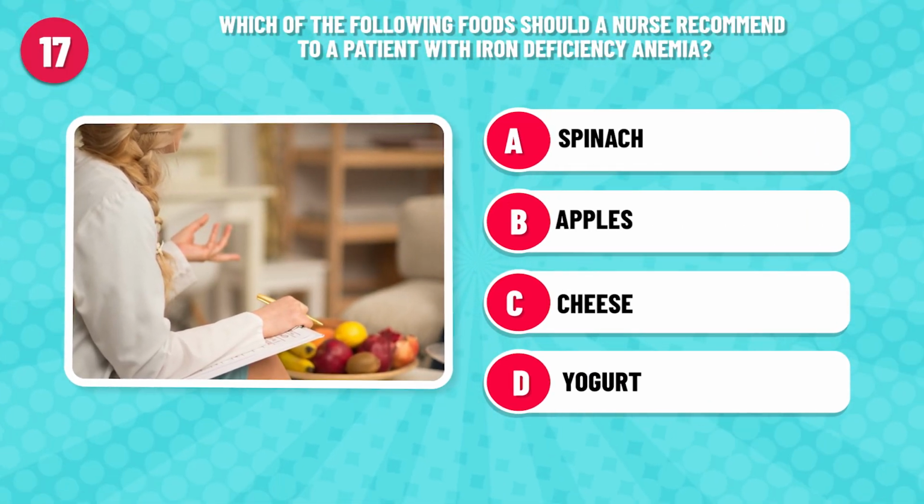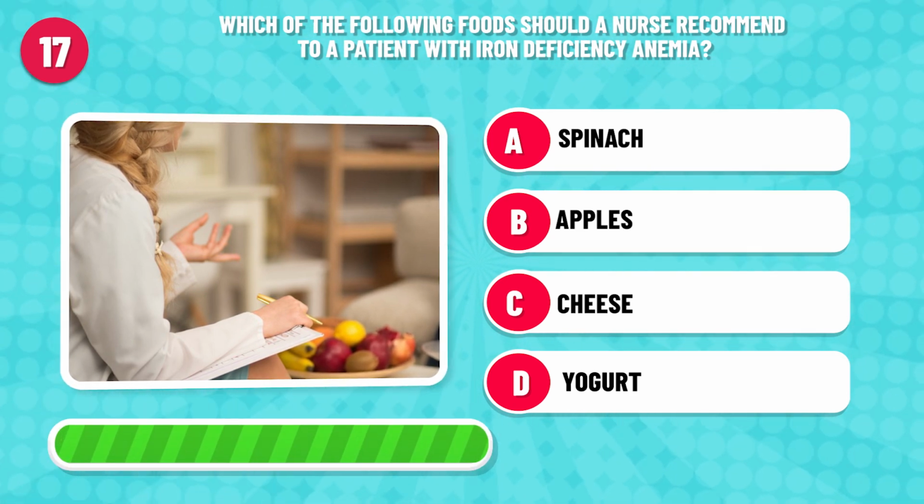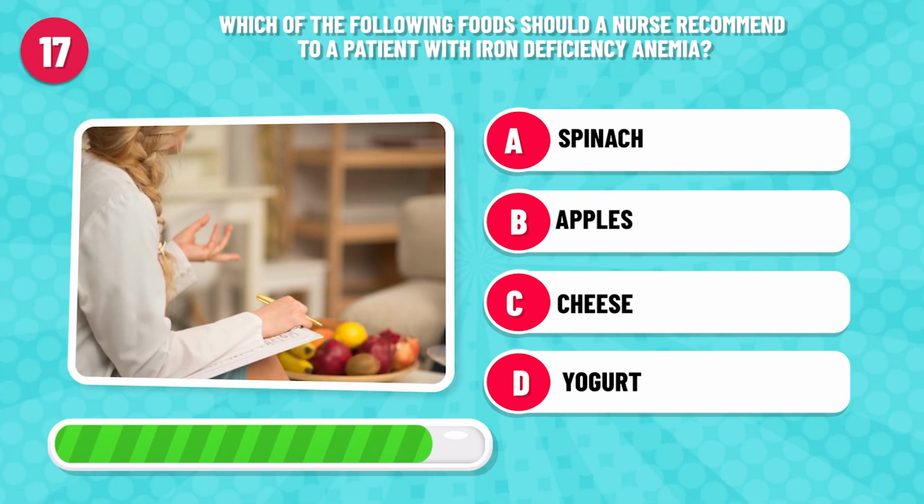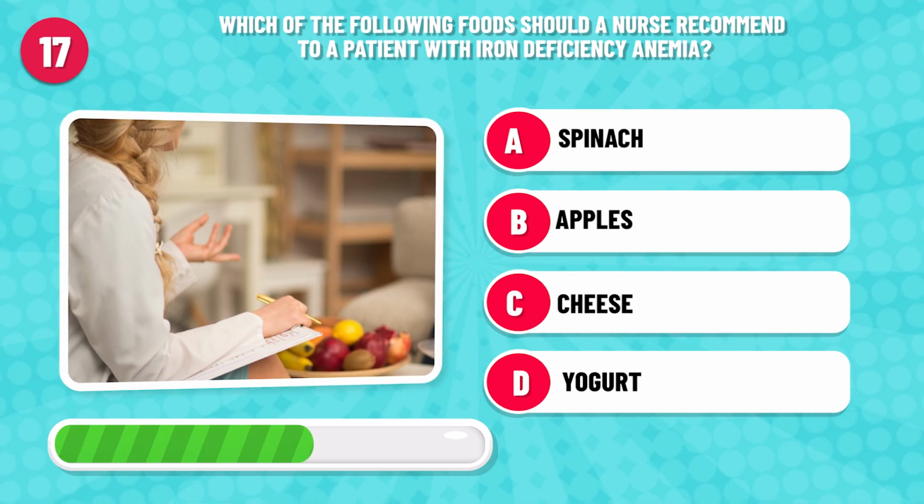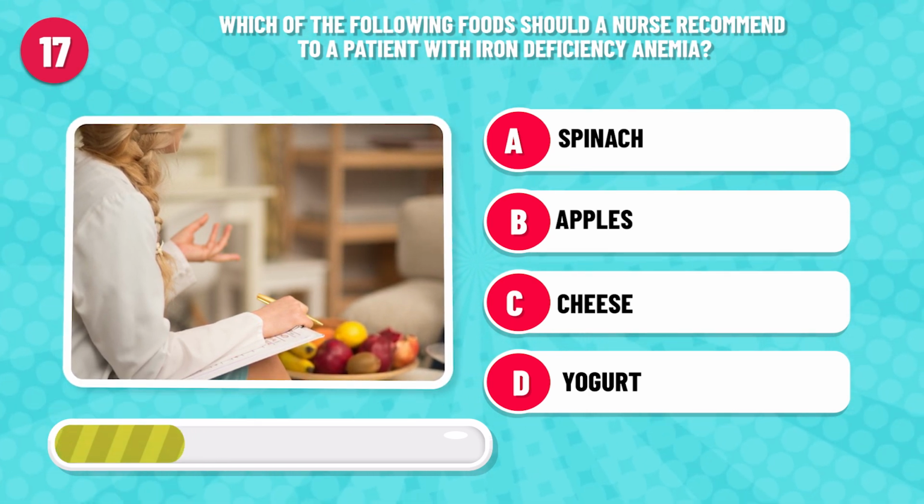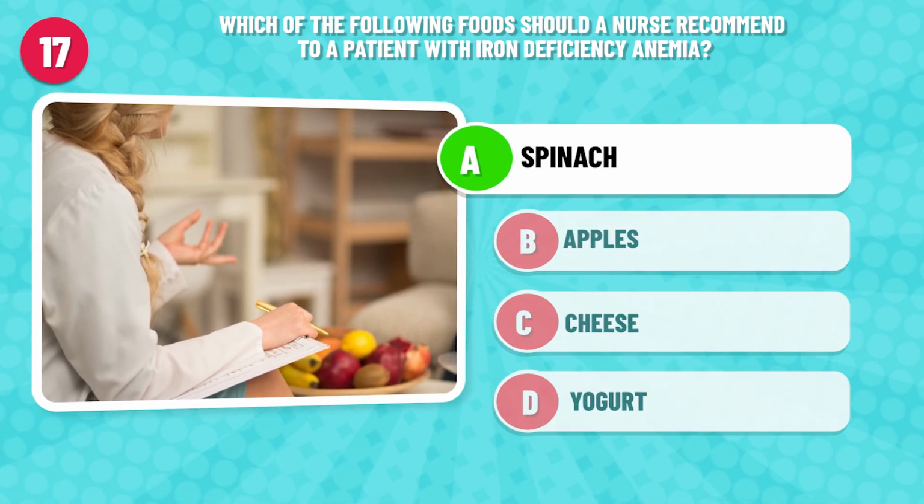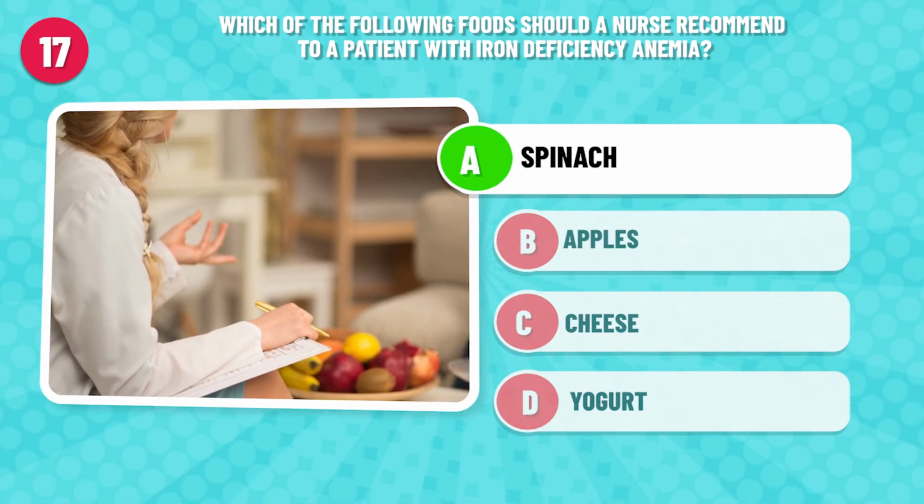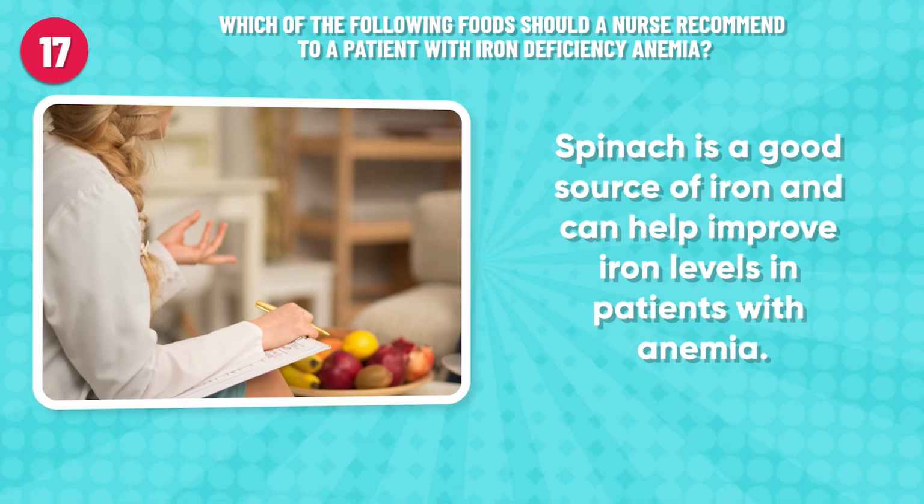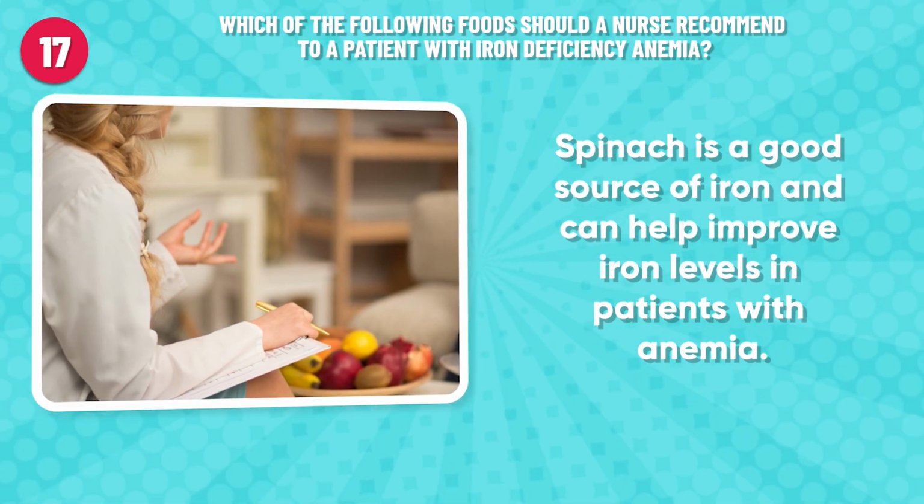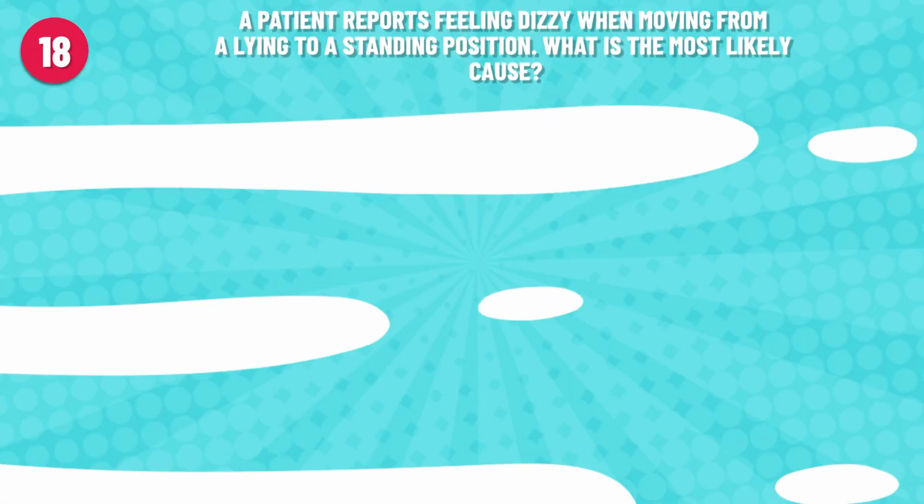Which of the following foods should a nurse recommend to a patient with iron deficiency anemia? It's A. Spinach. Spinach is a good source of iron and can help improve iron levels in patients with anemia.